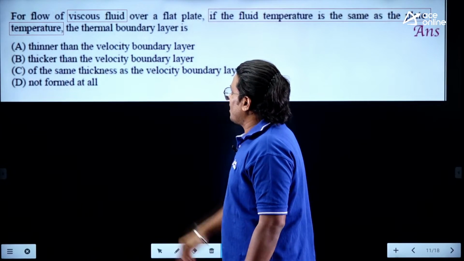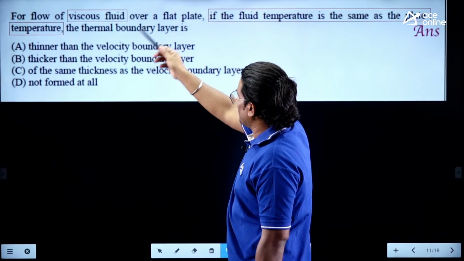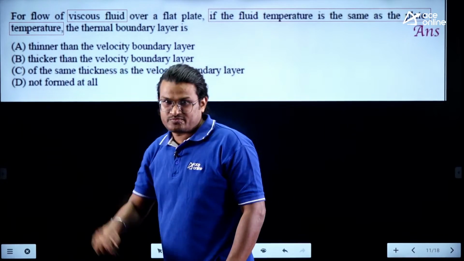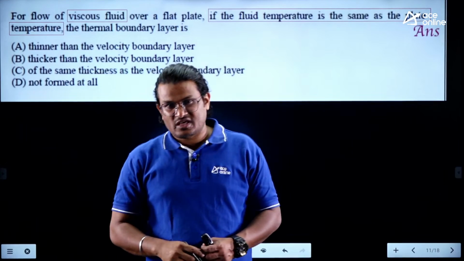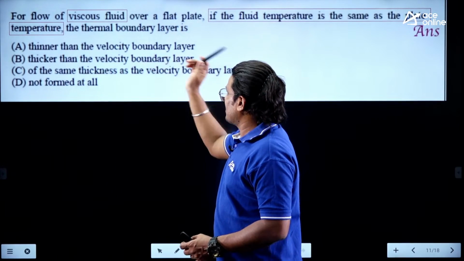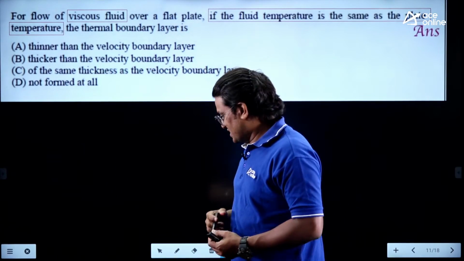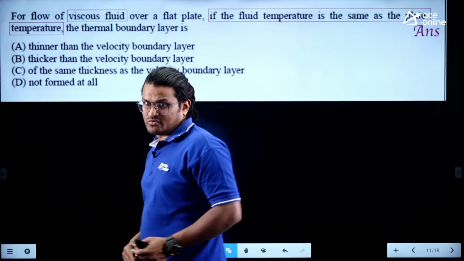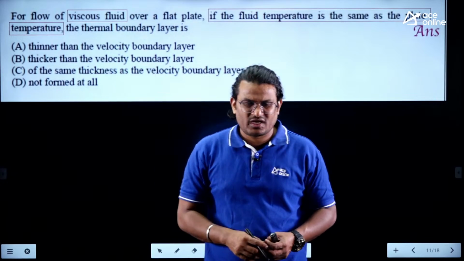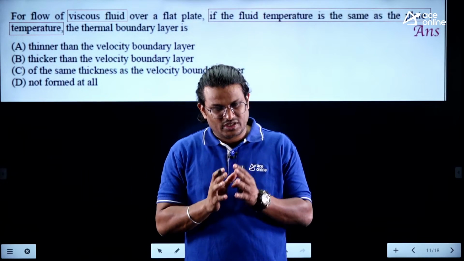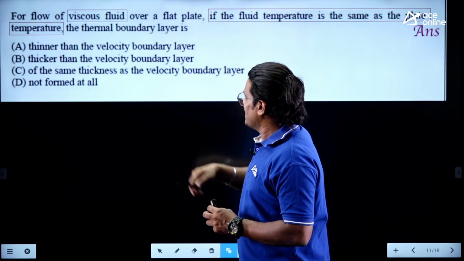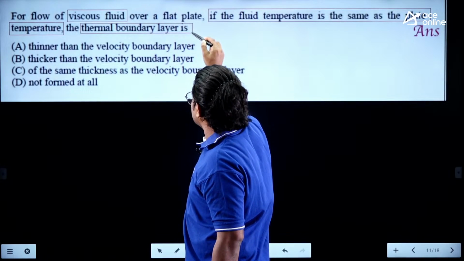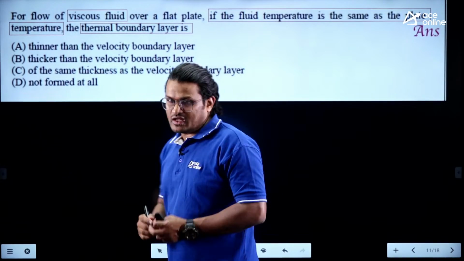Listen, for flow of viscous fluid over a flat plate, if the fluid temperature is same as the plate temperature, the thermal boundary layer is... Immediately what happens, students will think, sir, it's a viscous fluid, so boundary layer will develop, viscosity and all that. Of course that is correct. But you need to read the question, what he said. He said about the thermal boundary layer. He did not say about the velocity boundary layer. So he said about the thermal boundary layer.